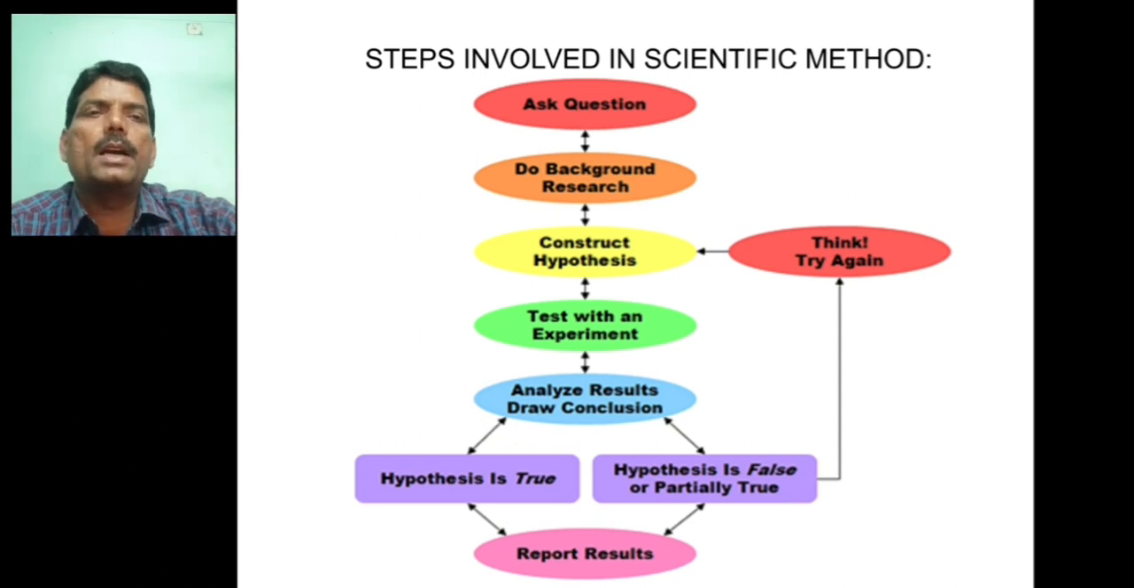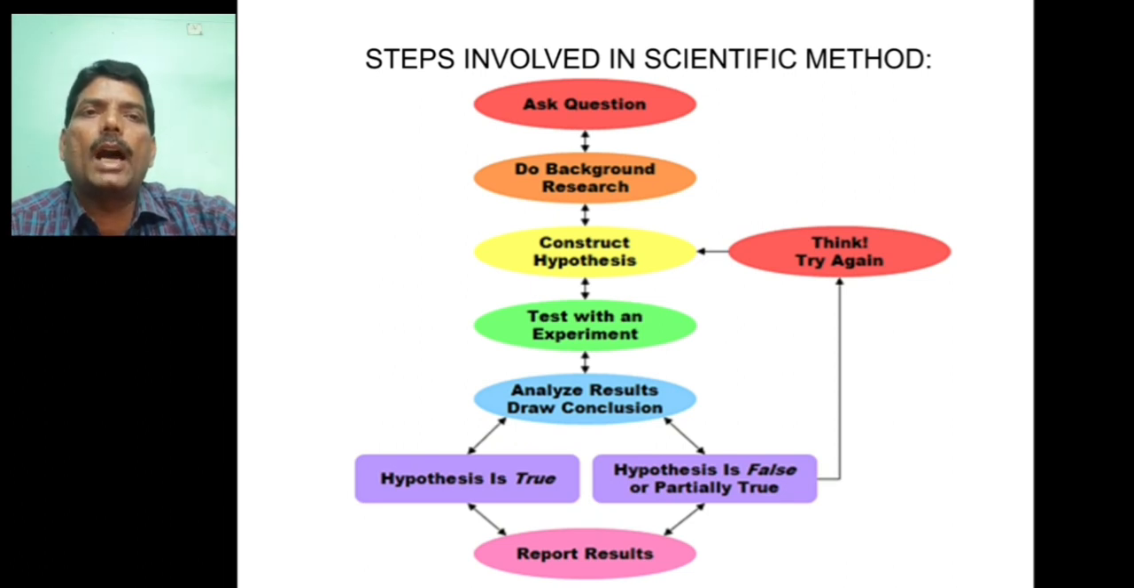First of all, ask a question. Second, do background research. Third, construct a hypothesis. Then test with an experiment. Then analyze results and draw conclusions. So here, when the result is analyzed and the conclusion has been drawn, if the hypothesis is true, then report results. That means finalize the results.